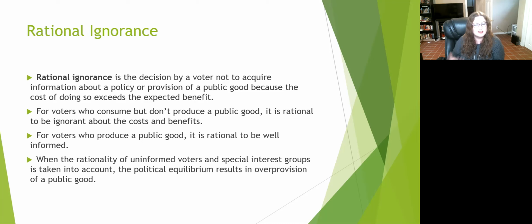So you might have this idea of rational ignorance where you decide to not collect information. You decide to not study the coroners, you decide to not study the wardens, and instead you kind of just put down a name, or you decide not to vote on that. Because to acquire all the knowledge about this policy or this provision of a public good or this person, the cost of researching these is more than the benefit you would get.